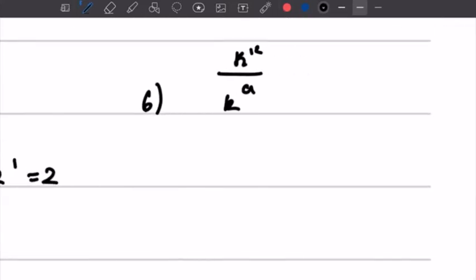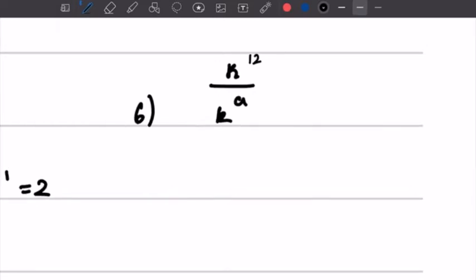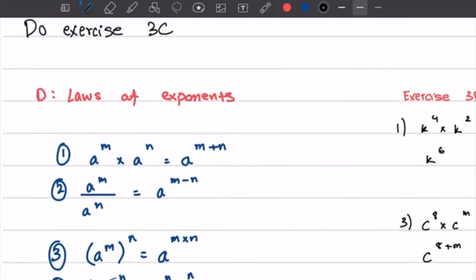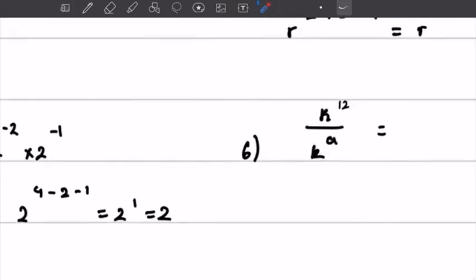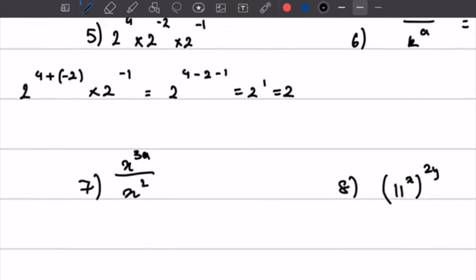Number 6, k to the power of 12, divided by k to the power of a. You're using the second law here, the division one, where you subtract the exponents. So all this is k to the power of 12 minus a. Again, a is an unknown. You don't really know what a is, so it's just 12 minus a.